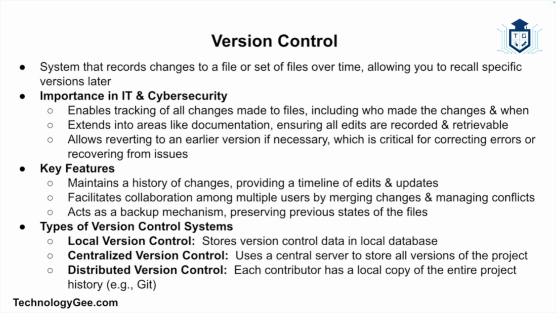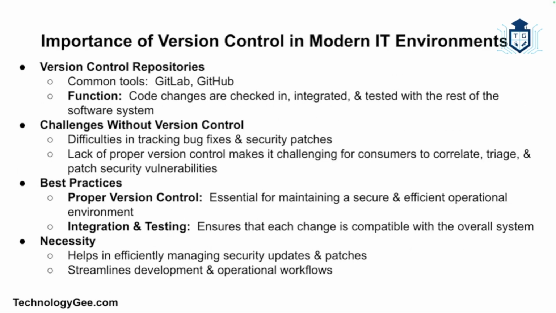All right, next let's talk about version control. Understanding and effectively implementing version control is vital for IT and cybersecurity domains and extends into areas like documentation. Version control is a system that records changes to a file or a set of files over time so that you can recall specific versions later. It allows you to track modifications, pinpoint when and by whom changes were made, and if necessary, revert to an earlier version. So for example, in modern IT environments, code is often checked into a version control repository like GitLab or GitHub. Each change is integrated and tested with the rest of the software system.